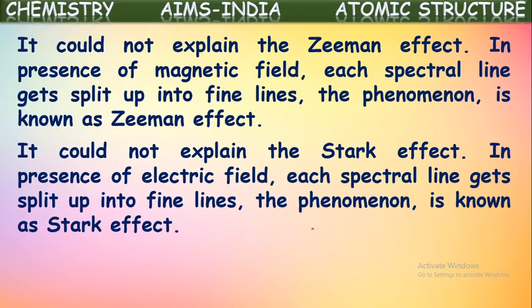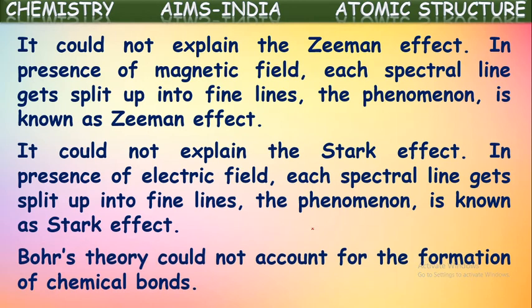So Bohr's theory could not explain the Zeeman effect as well as the Stark effect. What is the Stark effect here? The splitting of spectral lines in the presence of an electric field is called the Stark effect. So Bohr's theory could not explain these two effects, the Zeeman effect and the Stark effect. That is, the splitting of spectral lines in the presence of a magnetic field as well as in an electric field.